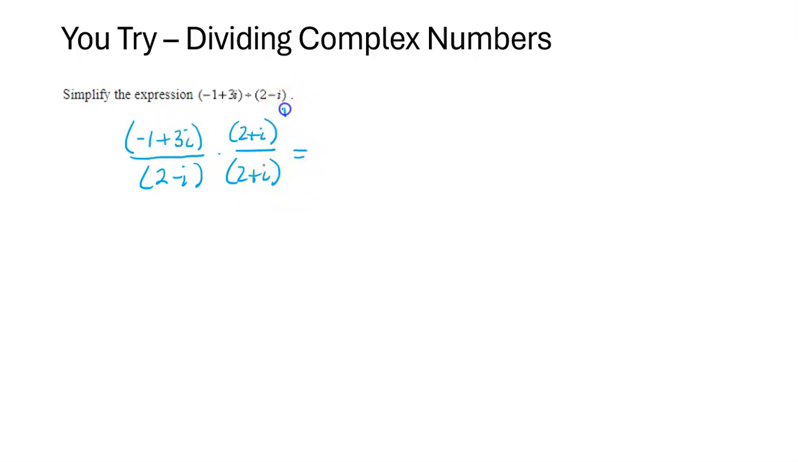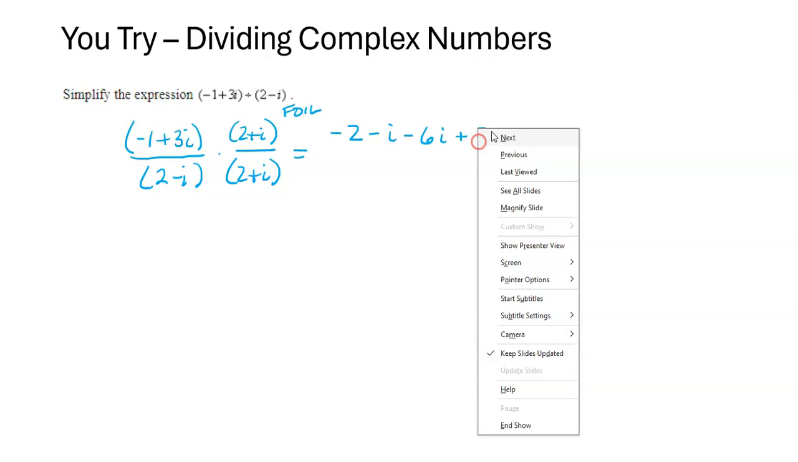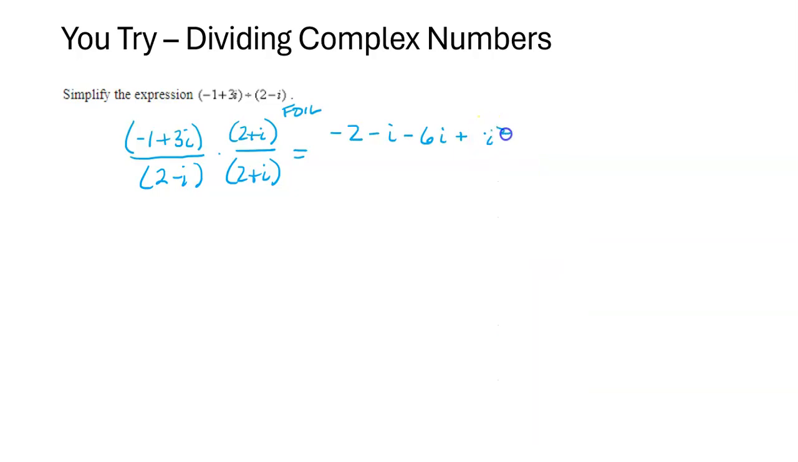Let's see, so FOIL. First is -2, outside is -i, inside is +6i, 2 times 3i. And then last is plus 3i squared. Beautiful. And then on the bottom, first is 2 times 2 is 4, plus 2i minus 2i minus i squared. Okay, let me get a different color here.